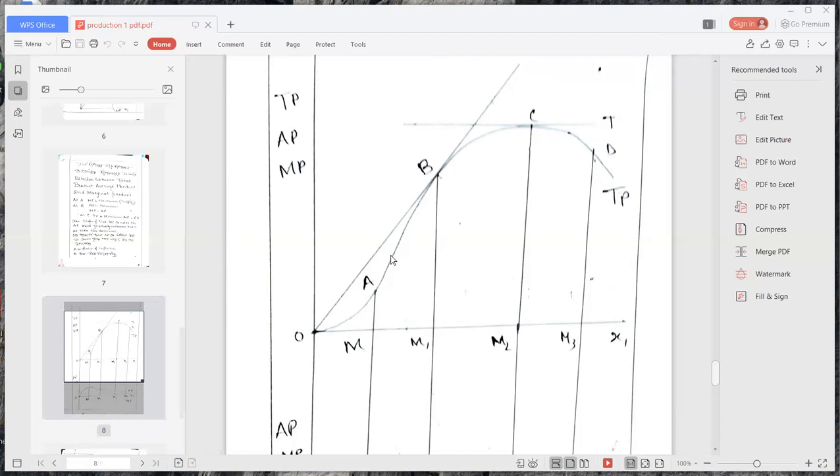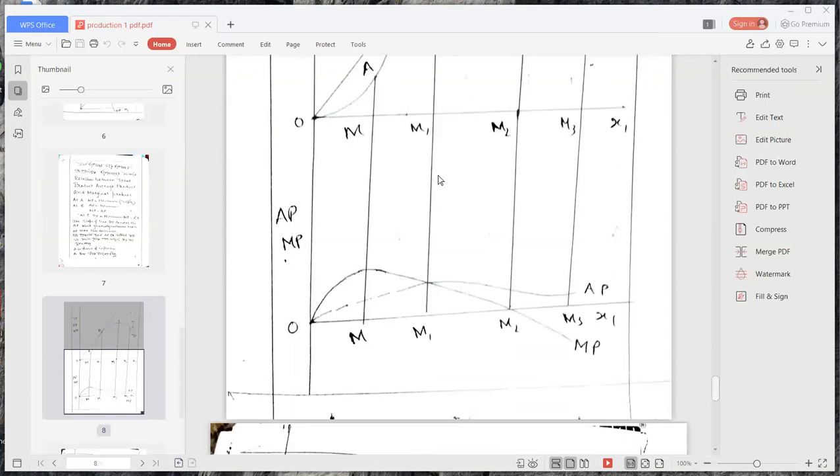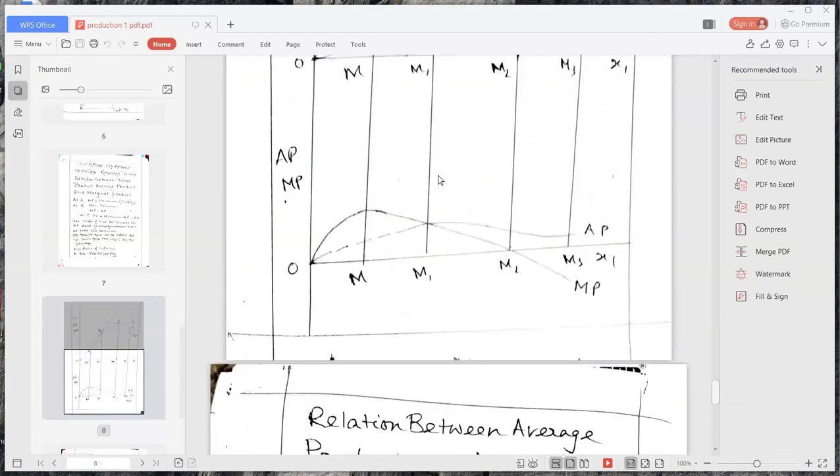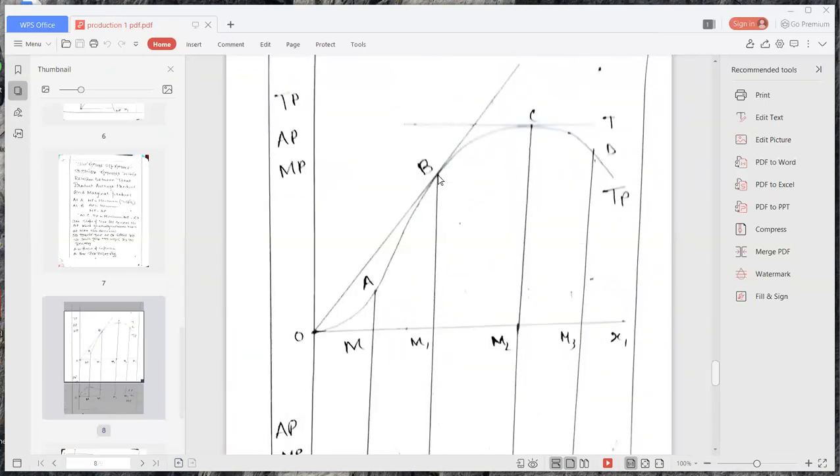The slope of the OB at this point B measures the marginal. So marginal is also measured by the slope of the line which is tangent to the total product curve. So at the point B, that slope of the line OB gives the marginal.